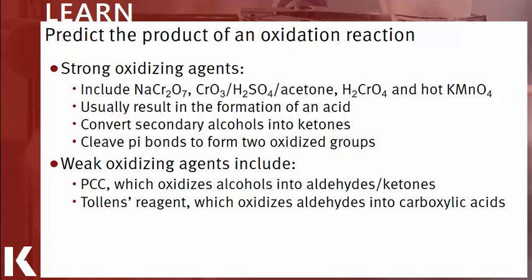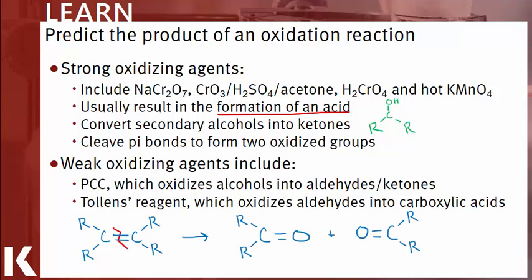These reagents typically lead to the formation of an acid, although keep in mind that they can convert secondary alcohols into ketones. A secondary alcohol is a hydroxy group attached to a carbon bonded to two other carbons. Additionally, strong oxidizing agents have the ability to cleave pi bonds, like you would see in an alkene. They cleave it right down the middle to create two carbonyls in the form of an aldehyde or ketone.